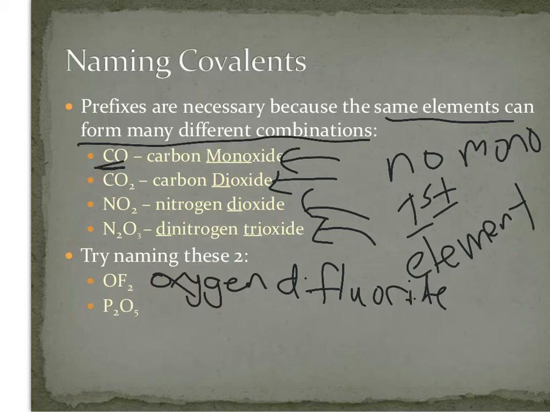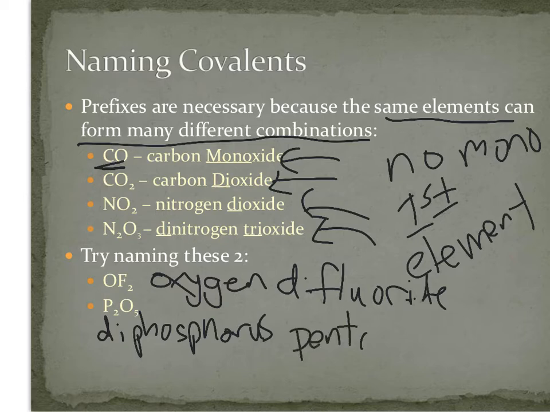Second one here, P2O5. I mentioned this one before. Here we have diphosphorus. Then 5 is pent, so we say pentoxide. There we go. So that's how we name covalent compounds.